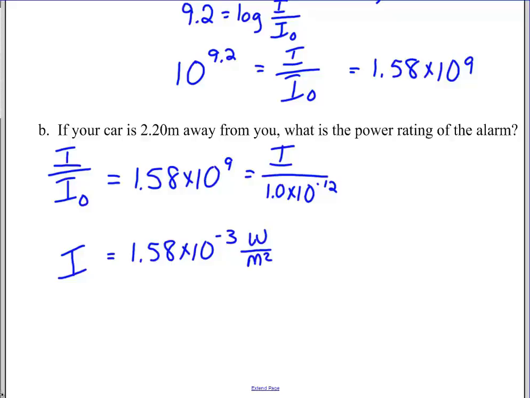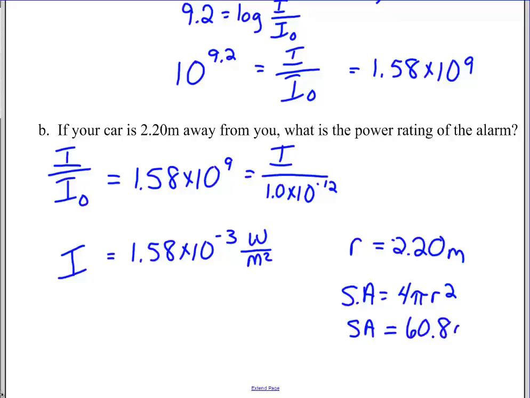Now I'm looking for watts, and I know that my radius is 2.20 meters. So that means my surface area is 4 times pi times radius squared, and I get a surface area of 60.8 meters squared. So I put that into my equation. I get 1.58 times 10 to the negative 3 equals watts over 60.8 meters squared.